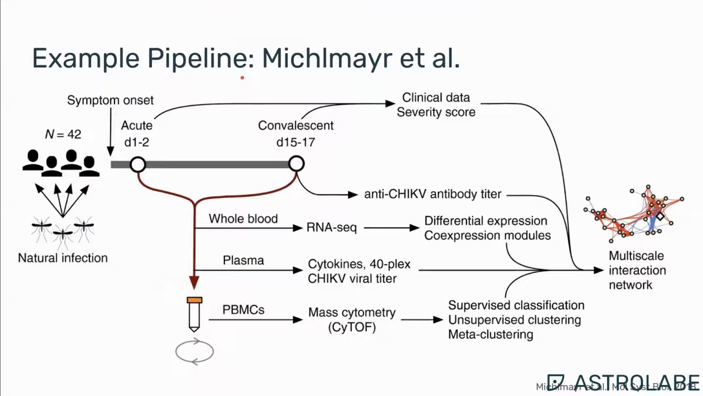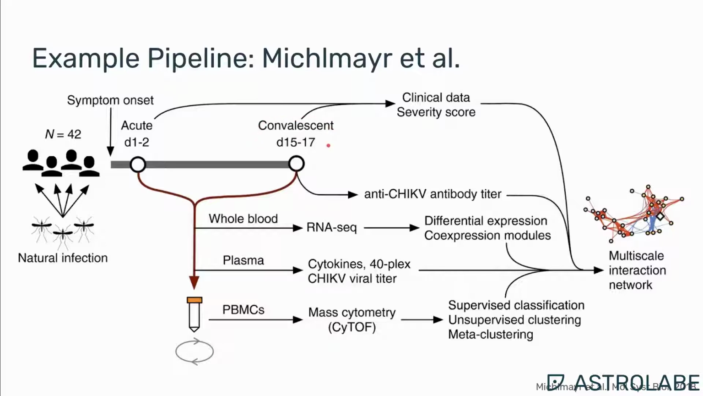So I'm going to discuss an example pipeline that came from a publication that was published a few years ago. This was part of the Human Immune Project Consortium, and in this study, 42 pediatric patients who were infected with the chikungunya virus showed up at the clinic in Nicaragua, and blood samples were taken from them during two stages of the infection, during the acute time point and during the convalescent time point.